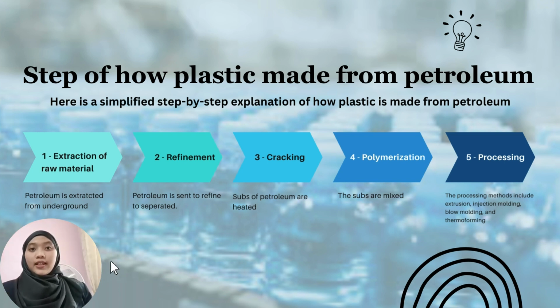Ethane and propane are heated in a process called cracking, which breaks down the large hydrocarbon molecules into smaller ones. The cracking process produces ethylene and propylene, which are the most common monomers for making plastic. The fourth step is polymerization.